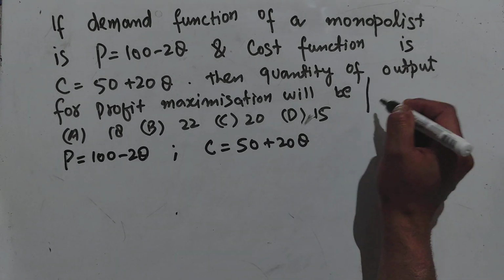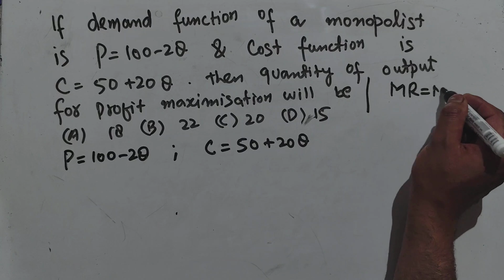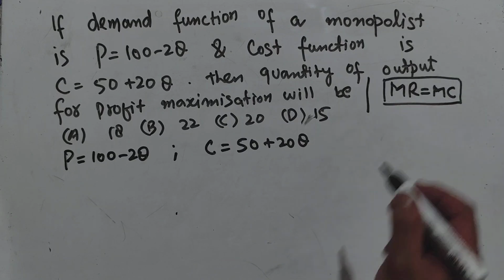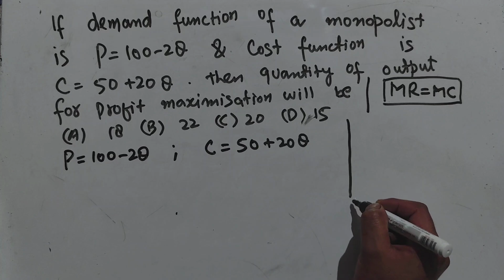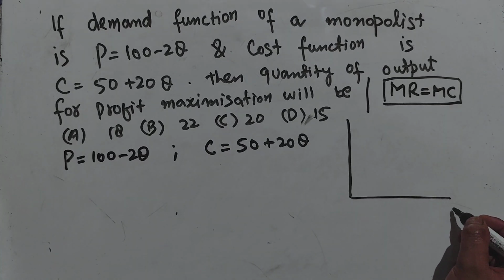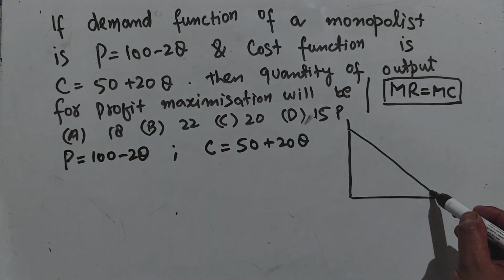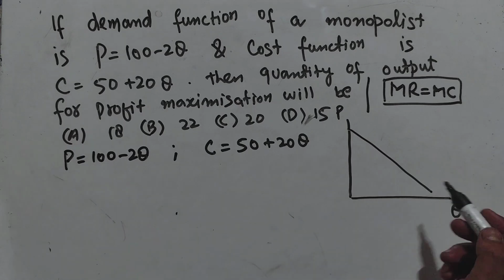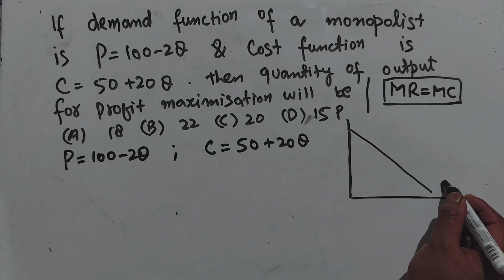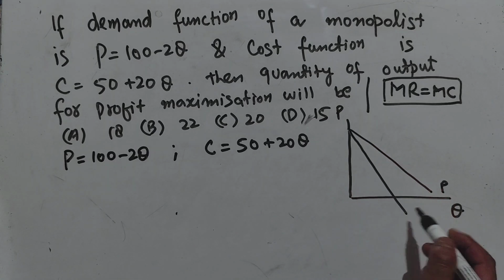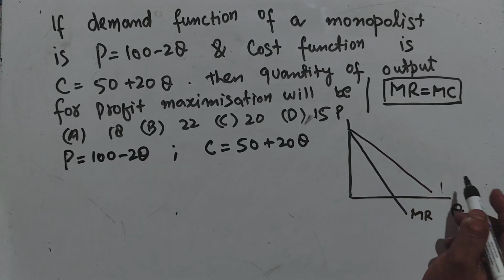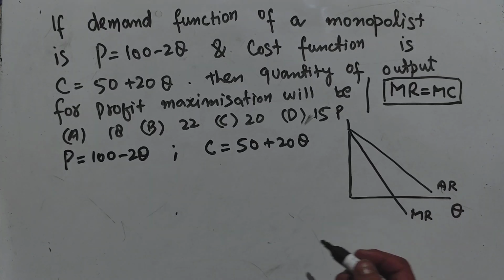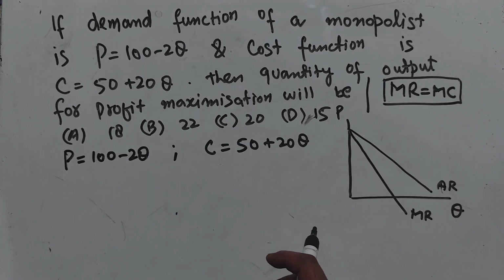Profit maximization for a monopolist, as we know, we equate the marginal revenue with the marginal cost. Graphically, if I draw the graph, we have the quantity on the horizontal axis, price on the vertical axis. We have a downward sloping demand function. This is our demand function, average revenue function. Then we need to find out the marginal revenue function for the monopolist.